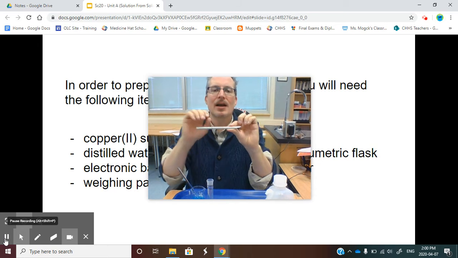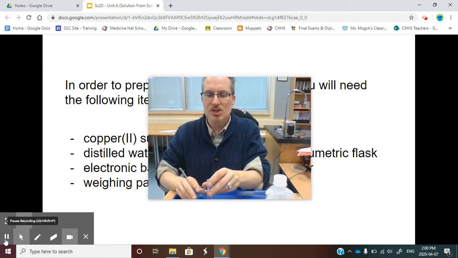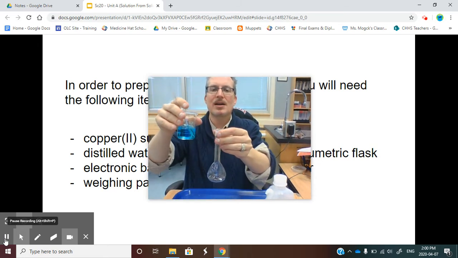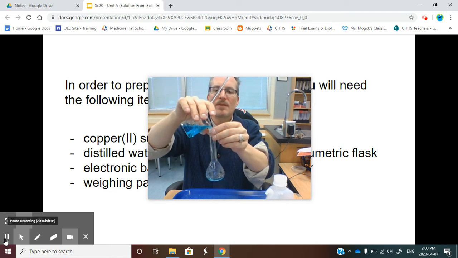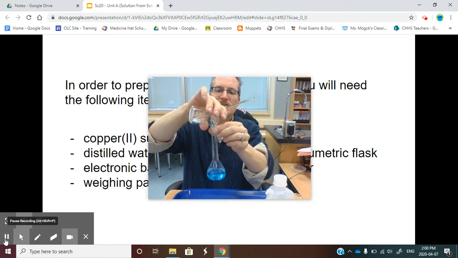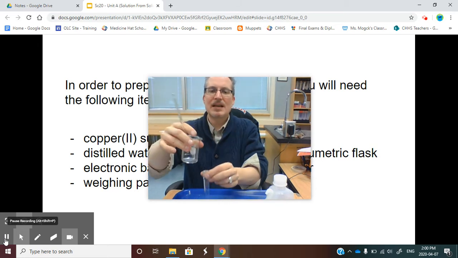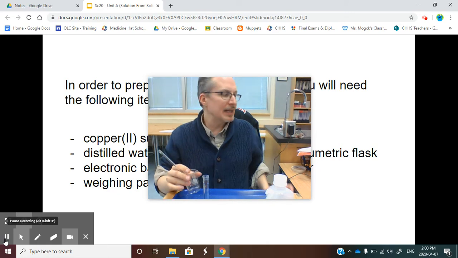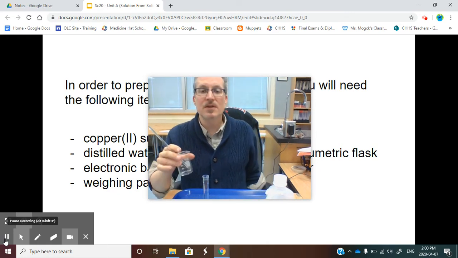Anything above, not accurate. And so I am going to gently pour all of my copper 2 sulfate, my roughly 50 mils, into my 100 mil volumetric flask. No spilling. If we spill, we have to start again. If we splash, we have to start again. Now, if I take a look here, I need to know that all of this has transferred over.